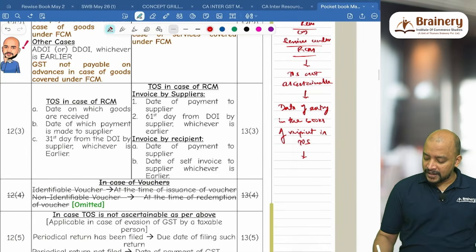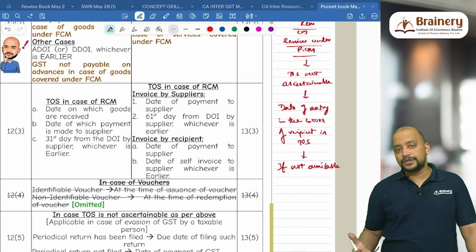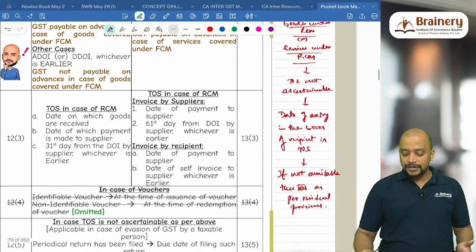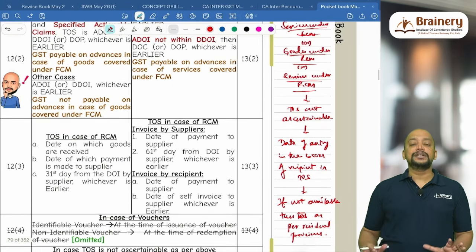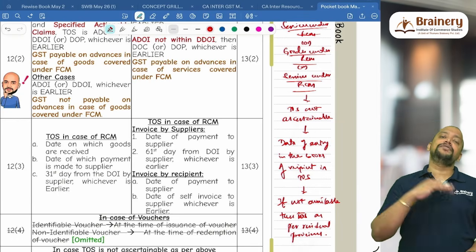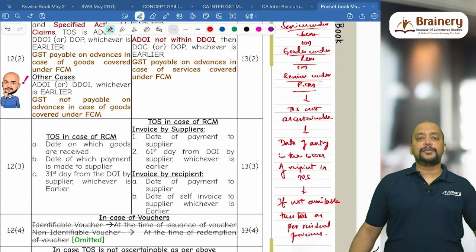So the date on which the recipient has entered it in the books. If not available, what does that mean? Say the data is not available from the recipient's books also. If not available, then the time of supply as per residual provisions will be taken as the time of supply. So this is one special point with respect to this. First we need to check the date of entry in the books of the recipient. If that is also not available, then only we need to apply the residual provisions. So these are the points related to the time of supply chapter.